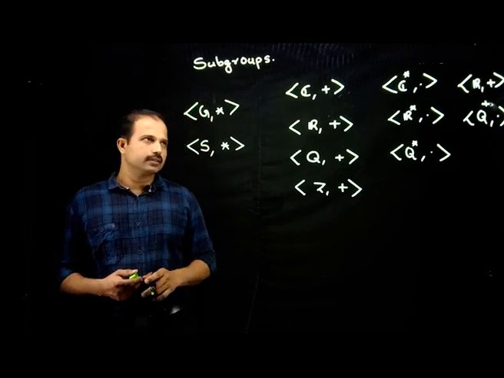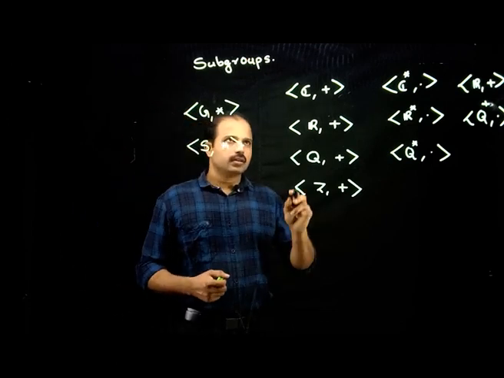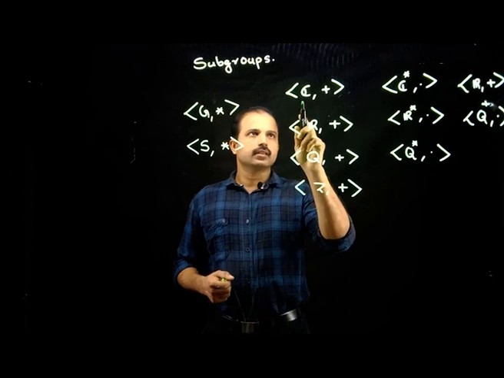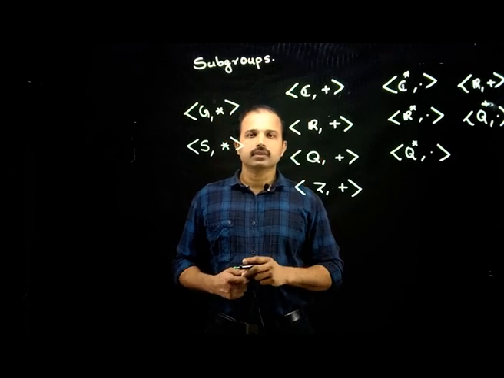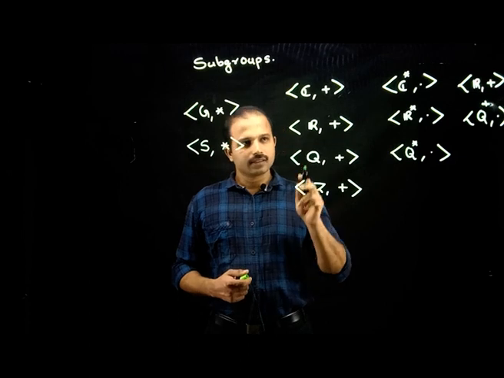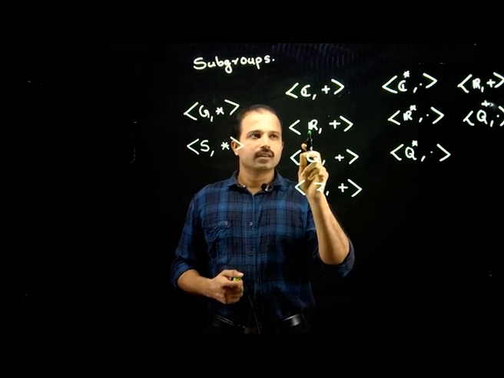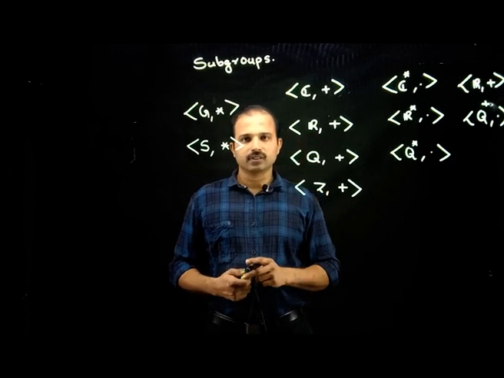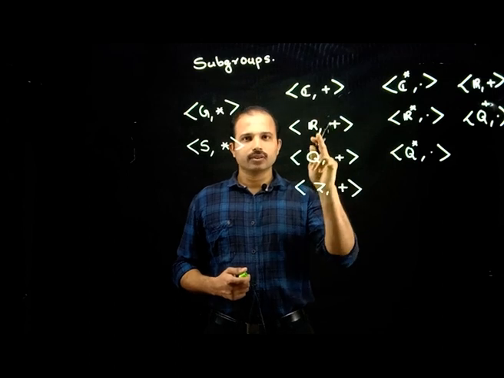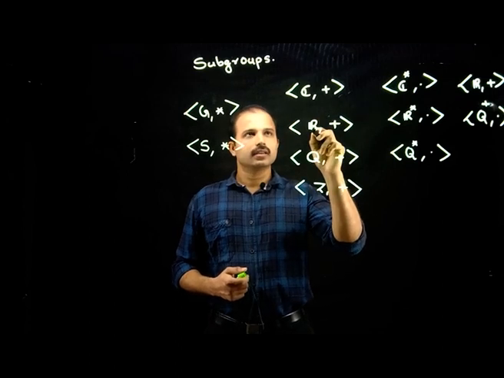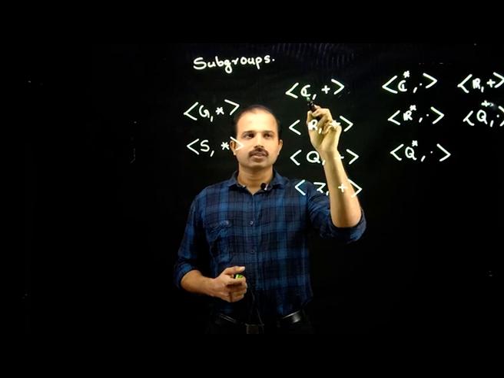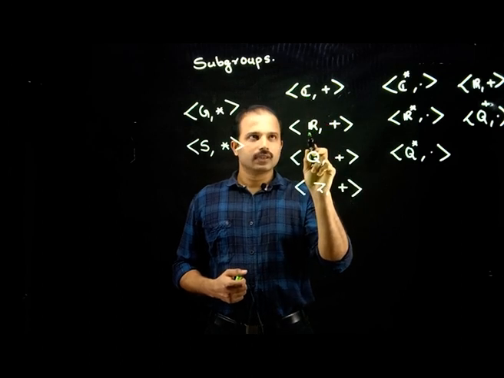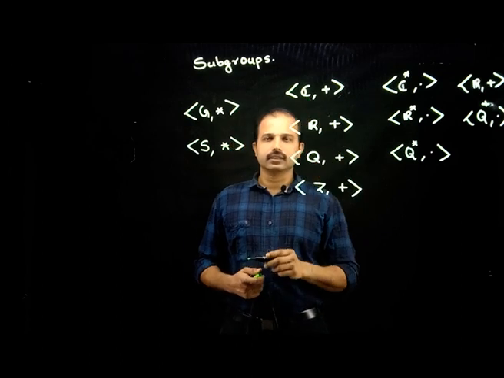And we have a lot of examples. Consider the group, the set of all complex numbers under addition, and consider the set of all real numbers under addition also. We know that these two are groups. Moreover, R is a subset of C. So this one is a subgroup of C under addition.